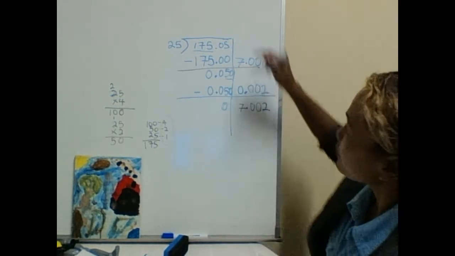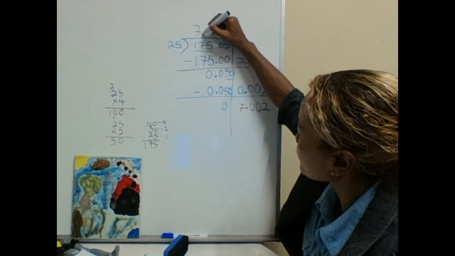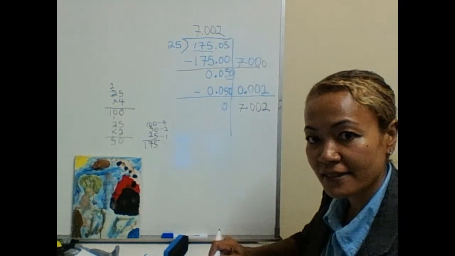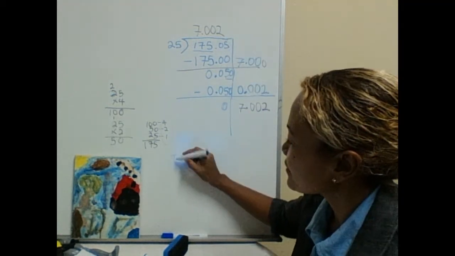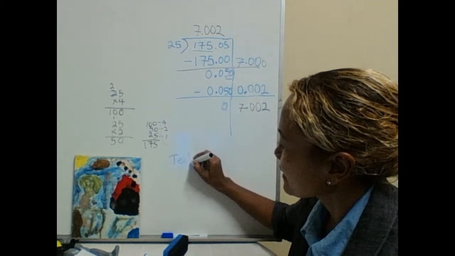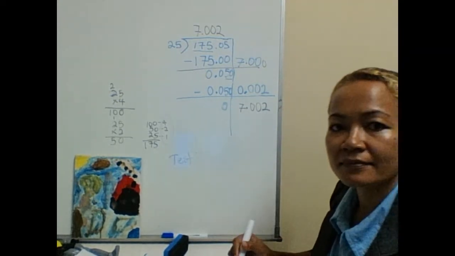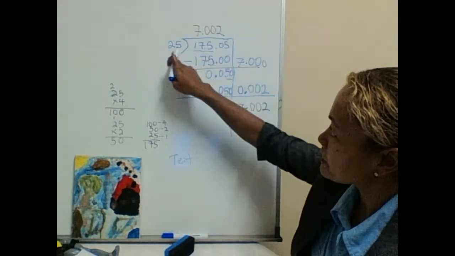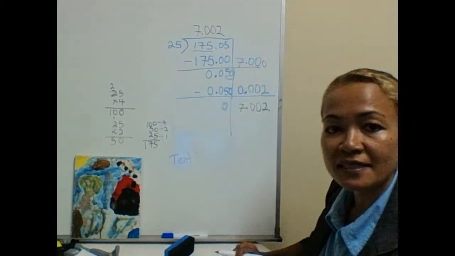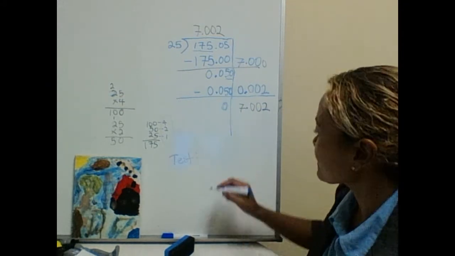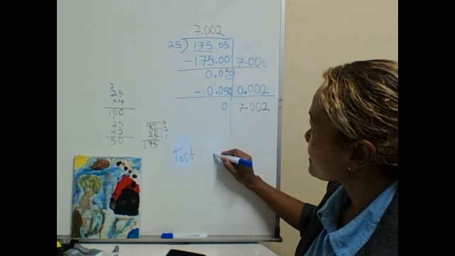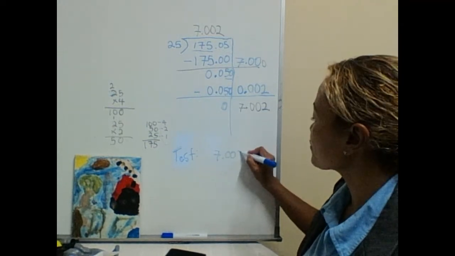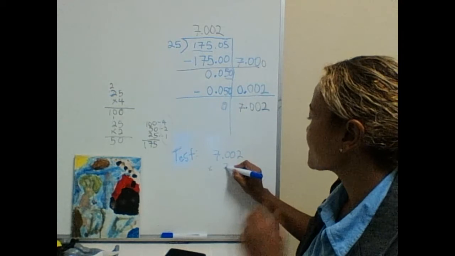Okay, seems like a bit of a weird number, unusual number for you to have got in a problem. A bit suspicious of it. You want to test it. Okay, let's get to the test. That number multiplied by that should get you the number you started with. That's if it's the correct answer. So 7.002 times 25.